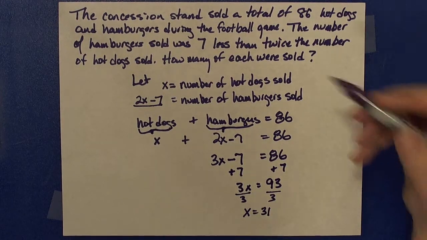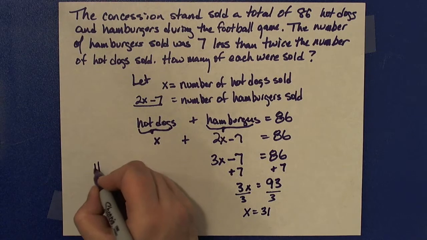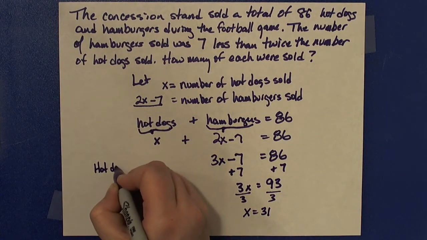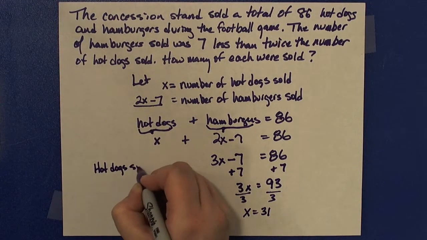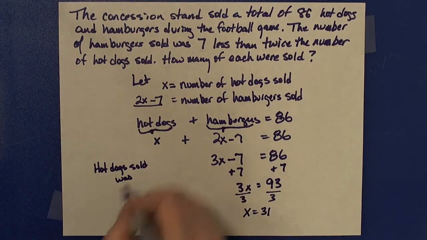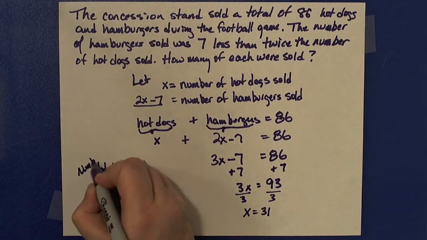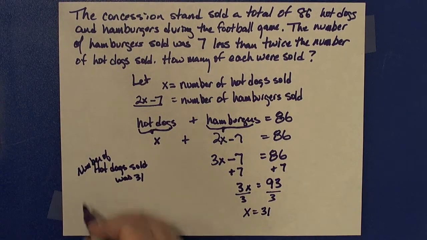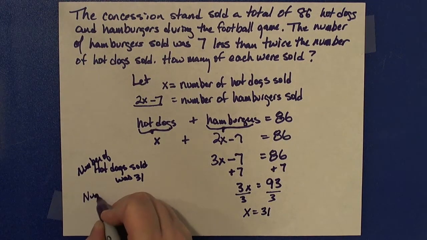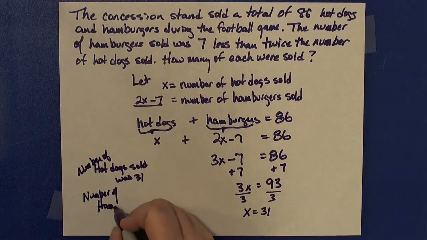I go back to where I defined that variable x, and that is the number of hot dogs sold. So I know that the number of hot dogs sold was 31. And then I also need to know the number of hamburgers sold.